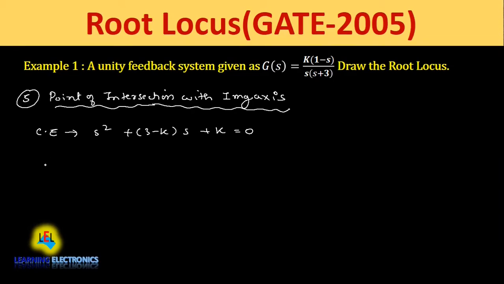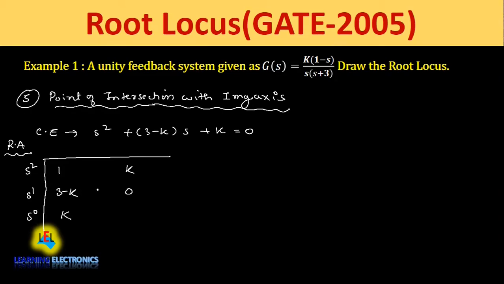Now we will construct the Routh array. We have constructed the Routh array. In this Routh array, we have to make any one row of this Routh array to be row of zeros. So we'll make this s to the power 1 row as row of zeros. For this we have to make this 3 minus k is equal to 0. Then only we can find out the marginal value of k.